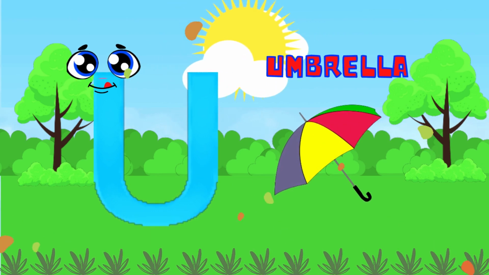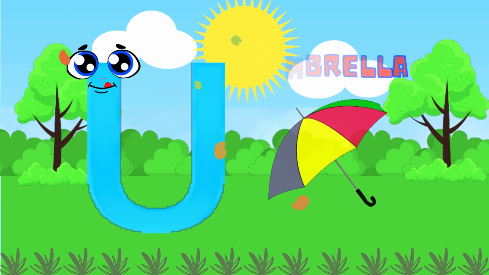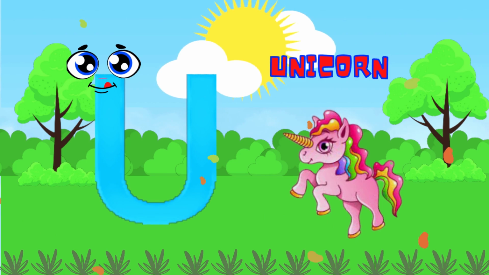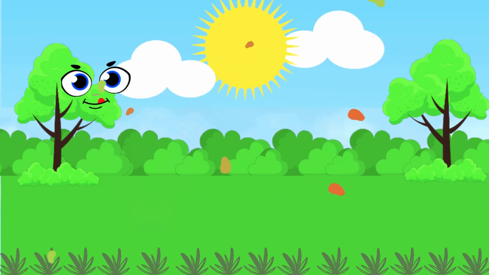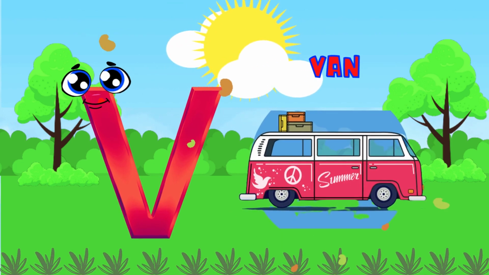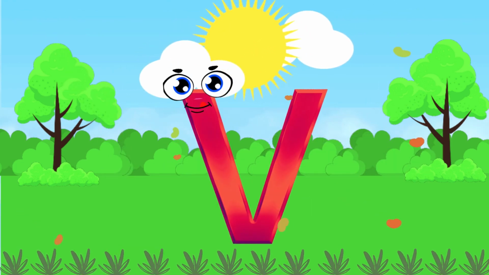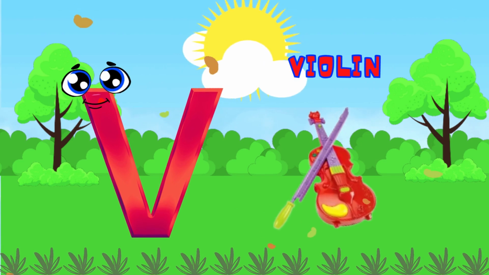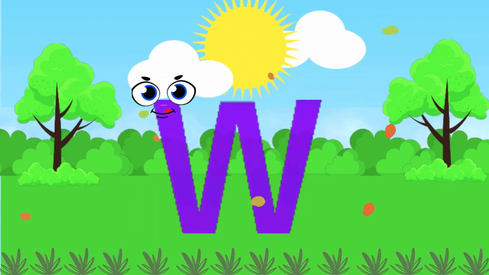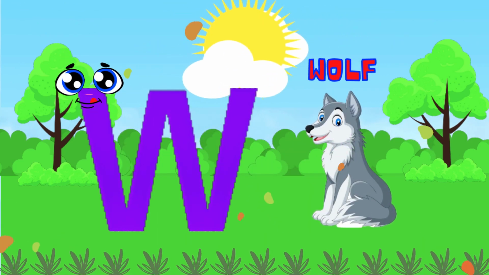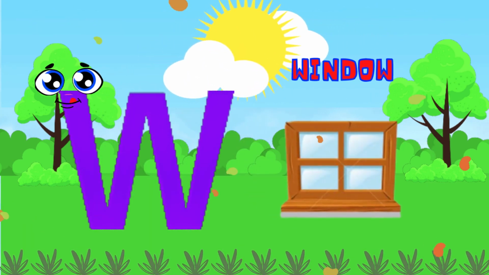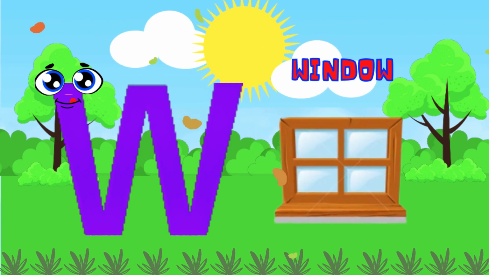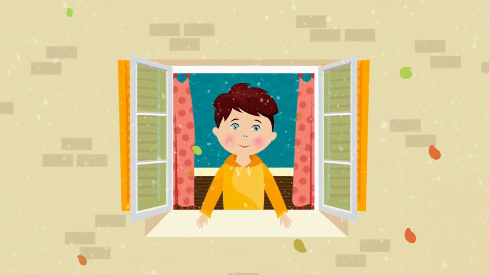U is for umbrella. Umbrella. U is for unicorn. Unicorn. V is for van. V, v, van. V is for violin. V, v, violin. W is for wolf. W, w, wolf. W is for window. W, w, window.